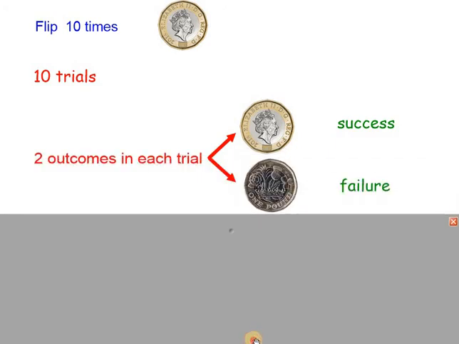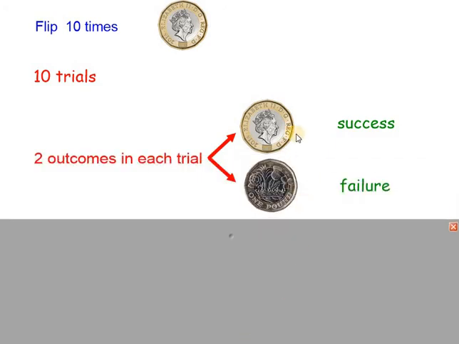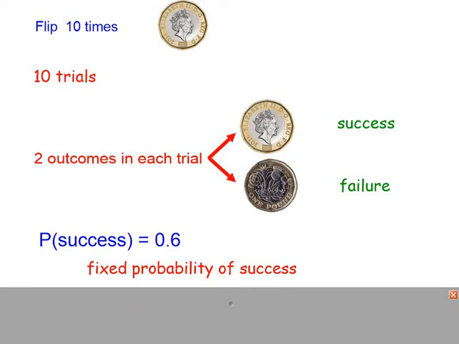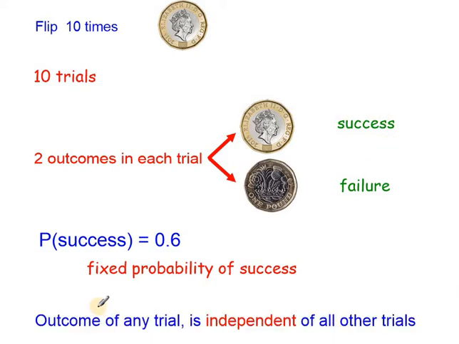In each trial, we either get heads, which is a success, or tails, which is a failure. 2 outcomes in each trial. The probability of success is 0.6. So we have a fixed probability of success. And remember, success here is defined as getting heads. The outcome of any trial is independent of all other trials.